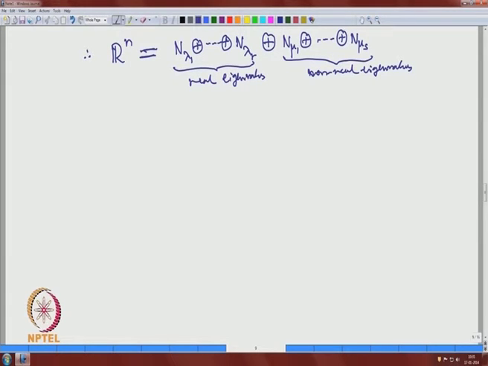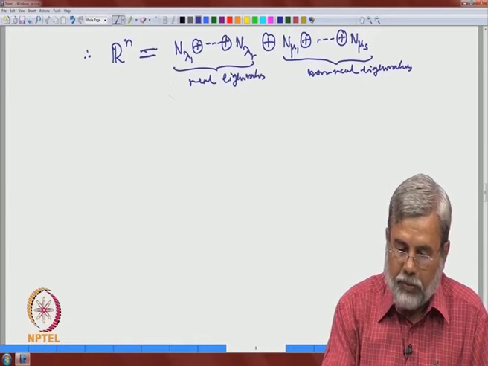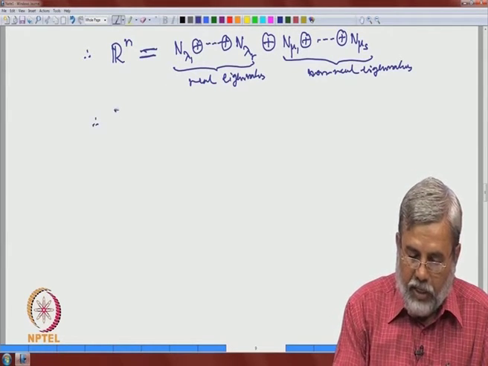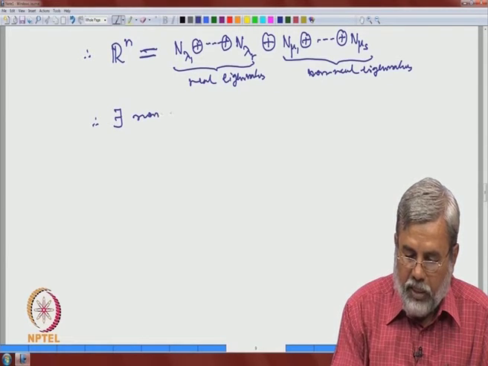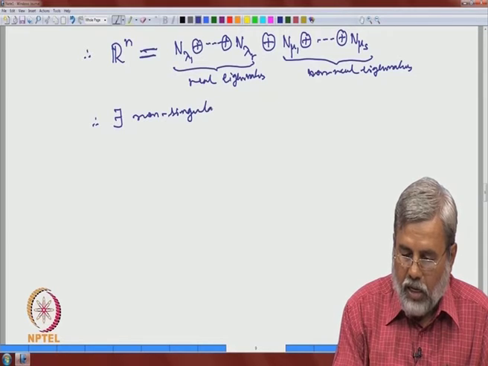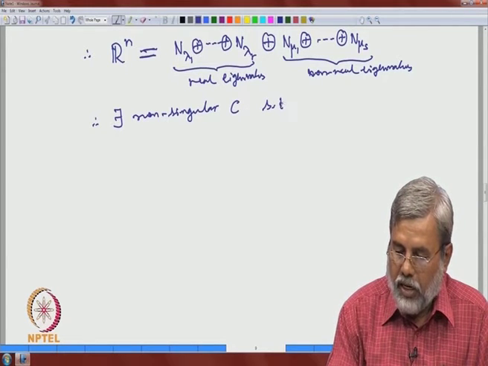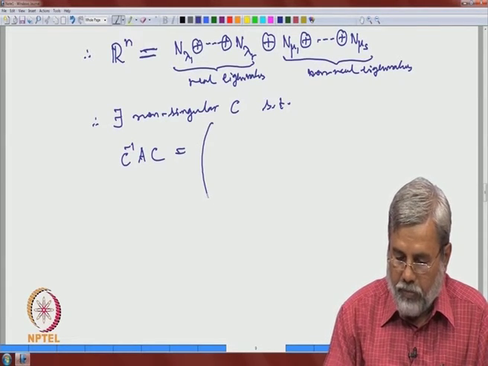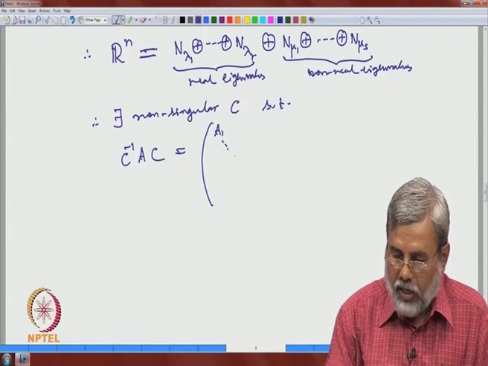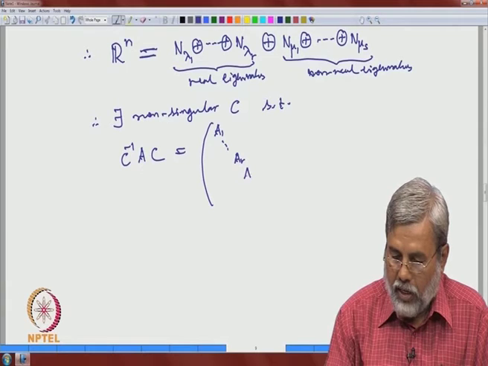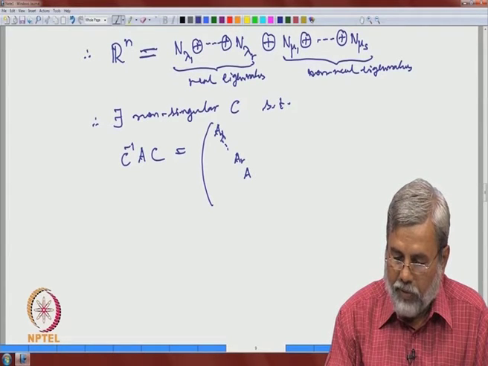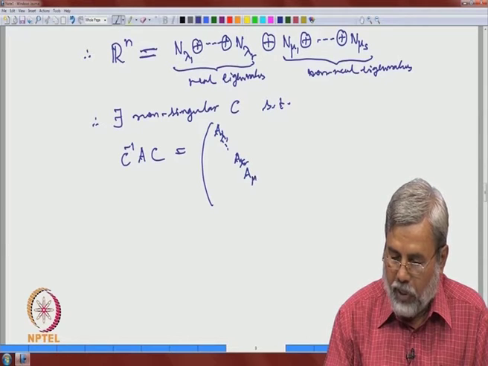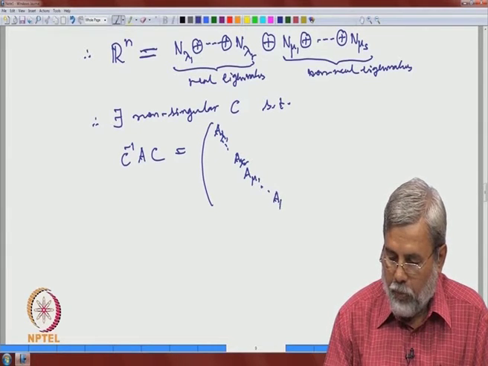And now you just use the fact we already stated, since all these subspaces are invariant. Okay. So, therefore, there exists a non-singular C such that C inverse A C is now block diagonal: A1, A2, ..., Ar, corresponding to lambda 1 through lambda r, and mu 1 through mu s.